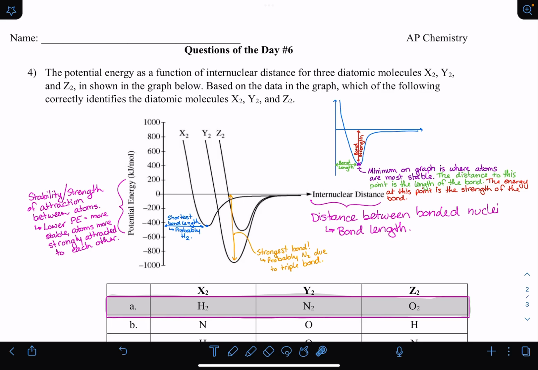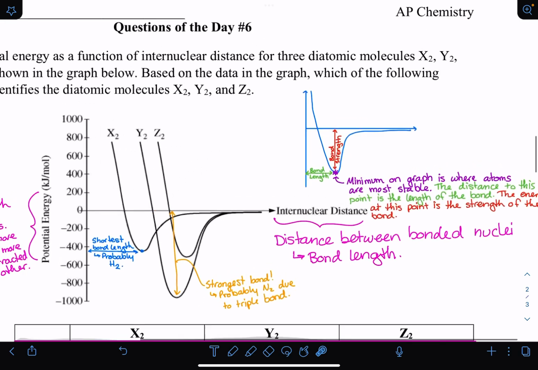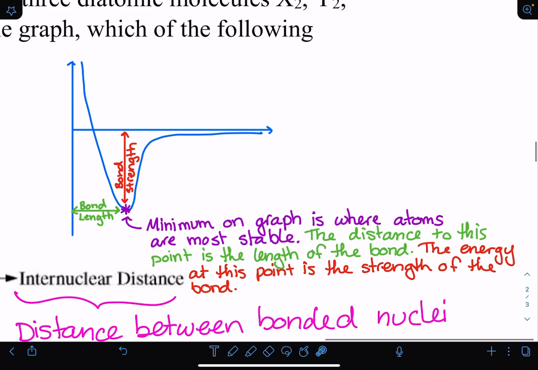So in general, the lower something's potential energy is, the more stable it is. If we're looking at an attractive force, that means the atoms, or whatever particles, are more strongly attracted to one another. So looking specifically at this type of graph, they always have more or less the same type of shape. And the important point here is the energy minimum. The energy minimum is where those atoms are most stable. So the distance to that most stable point is the bond length.